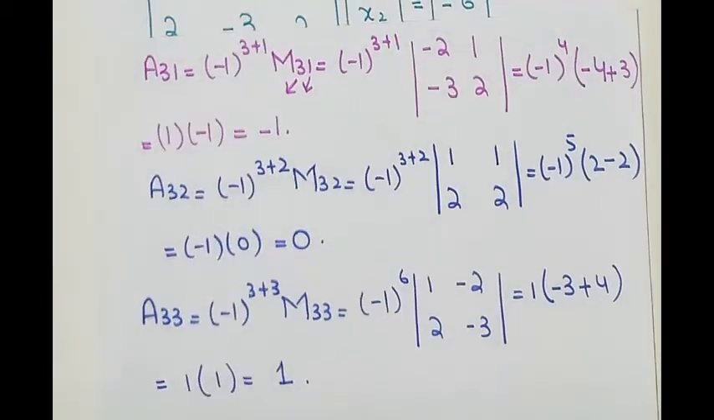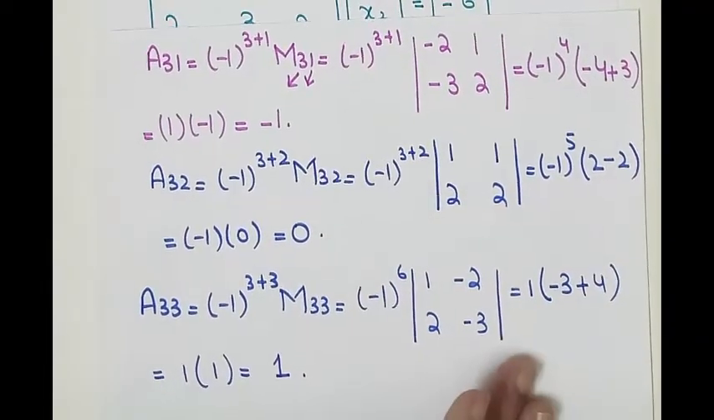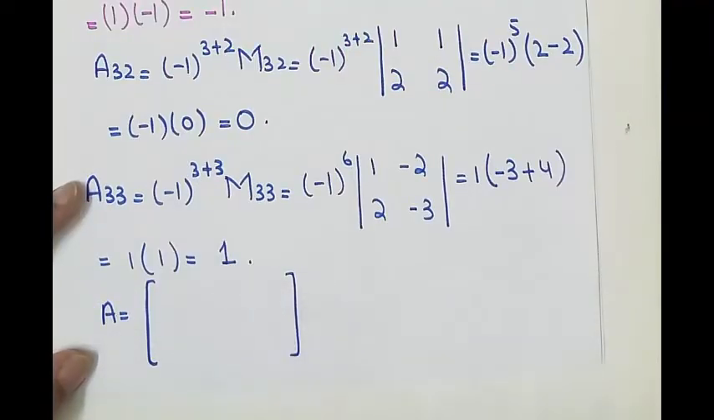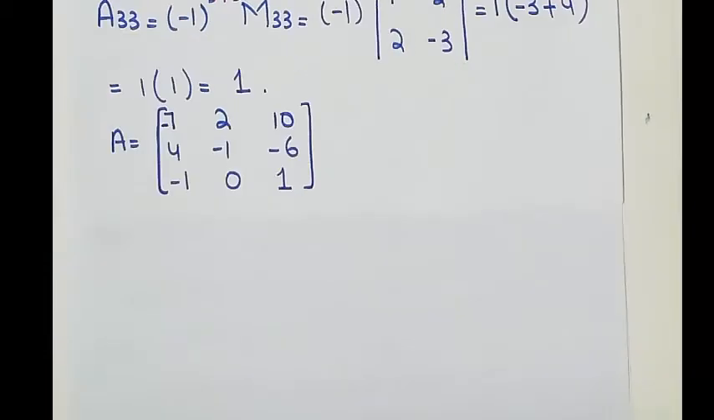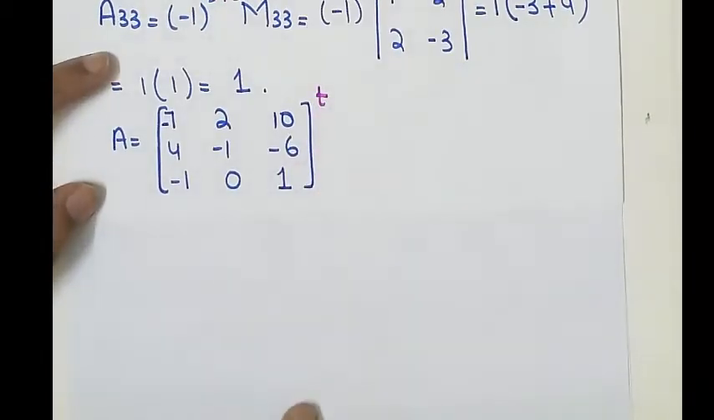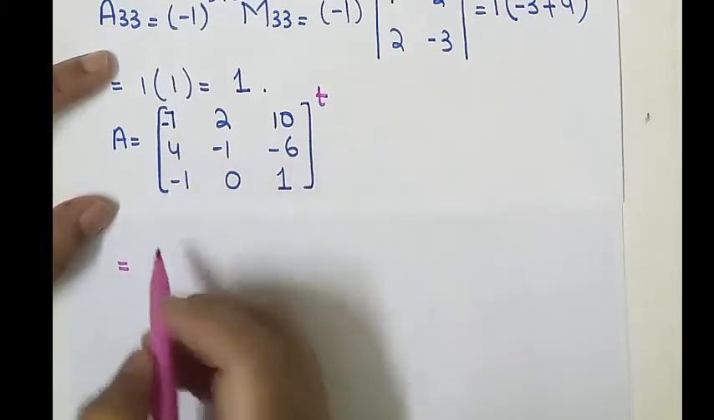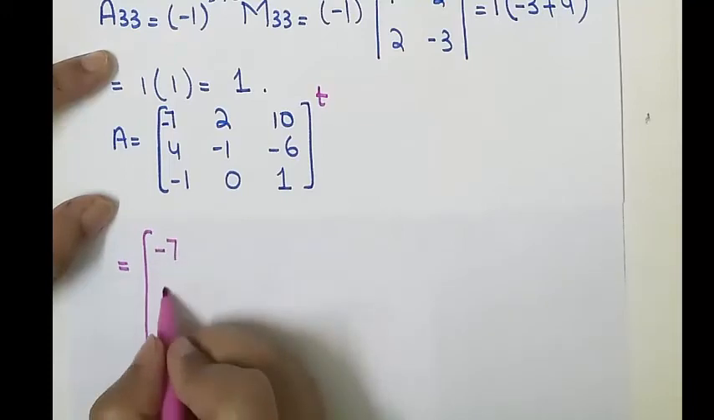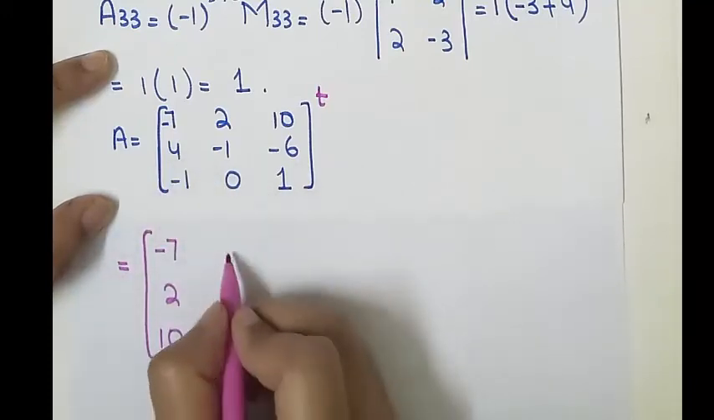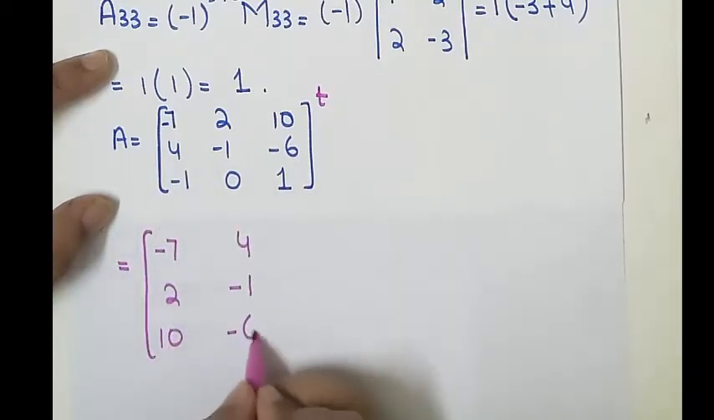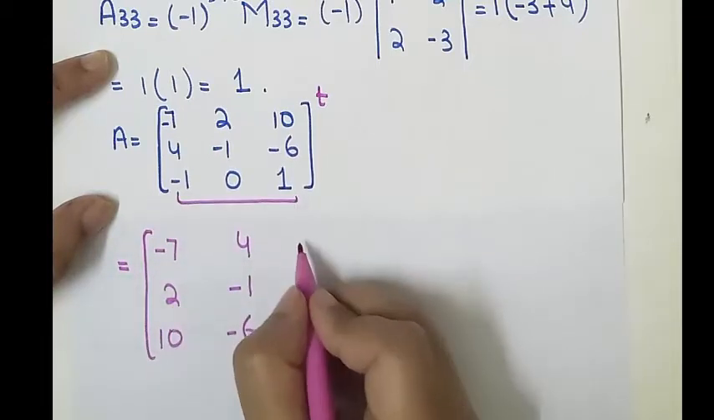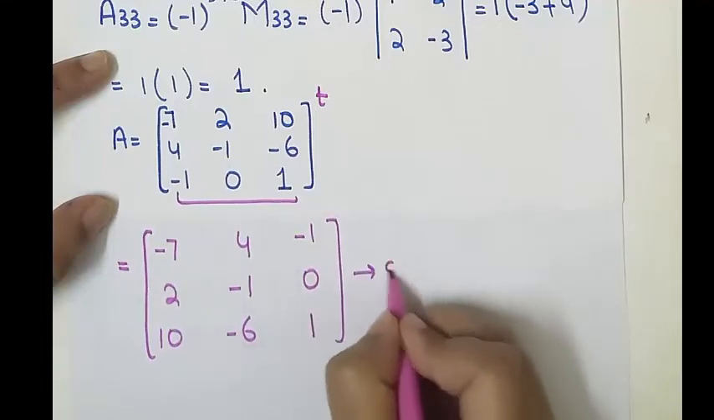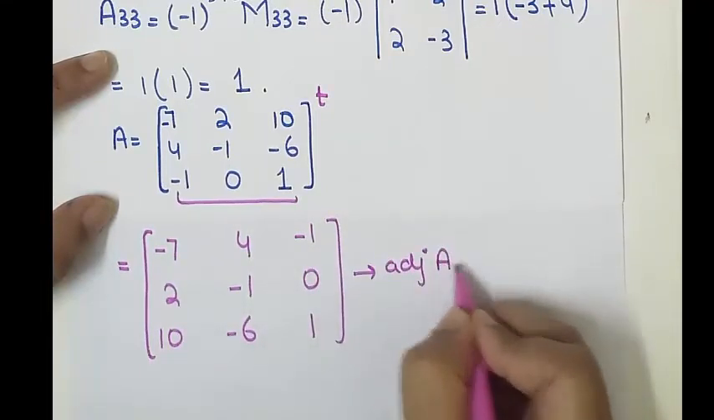So these are all the values of the cofactors of the matrix A. Now I will write all the values in the matrix. Now we will take the transpose of this matrix, which means we will change the rows into columns. This is the first row, changing it into a column. Second row, changing it into a column. Doing the same with the third row: -1, 0, 1. So we have the adjoint of A.